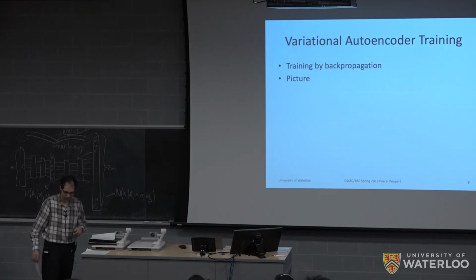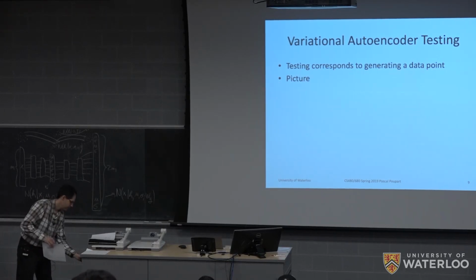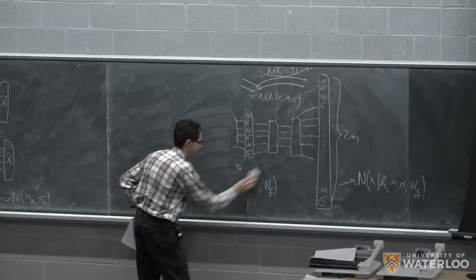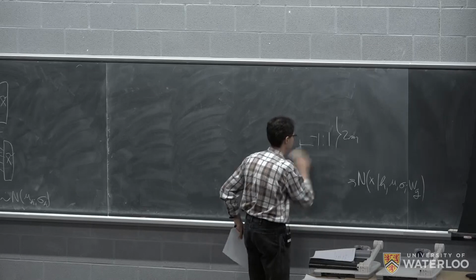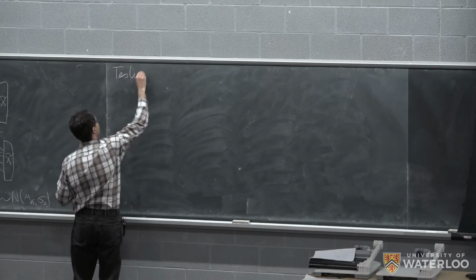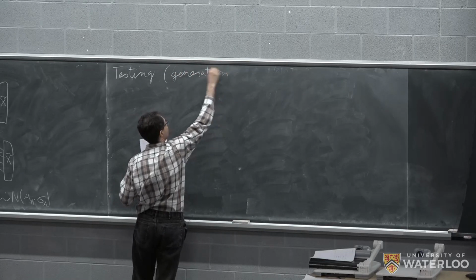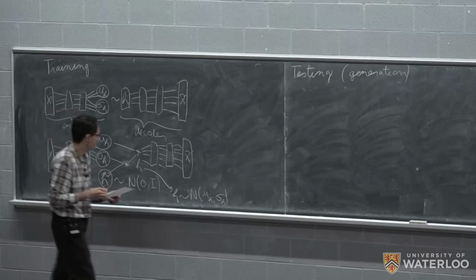Okay, so we've now talked about how we do the training. Now, for testing or for generation, let's draw another picture that will illustrate how we can use this network that we've just trained to generate an image, generate a data point. Okay, so testing in this case corresponds to generation. And in this case, we're only going to need the decoder. So we're going to start from H.